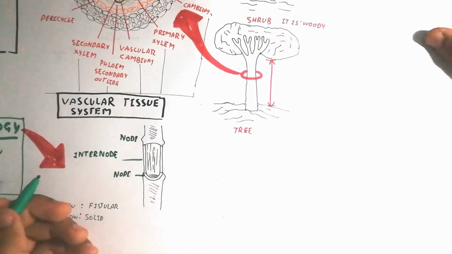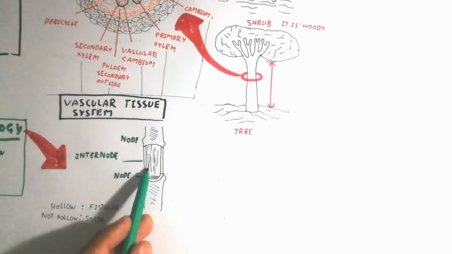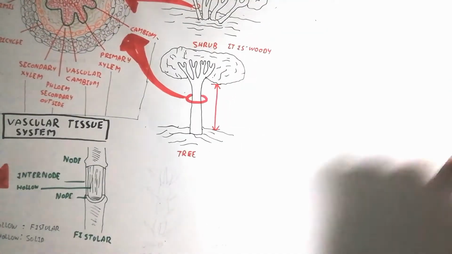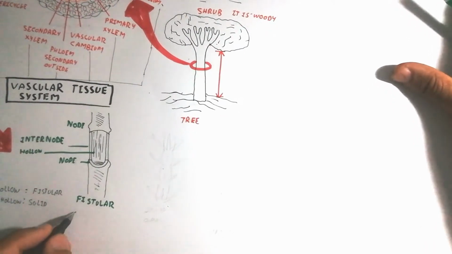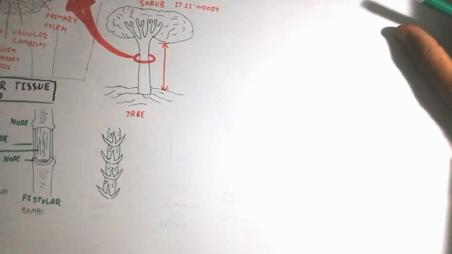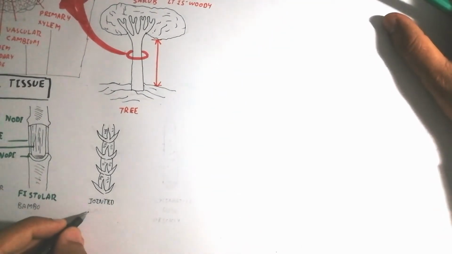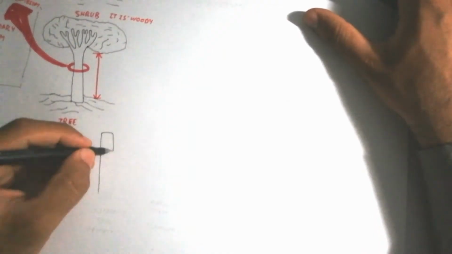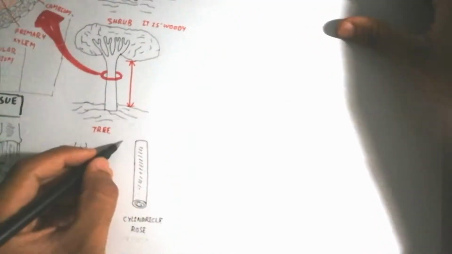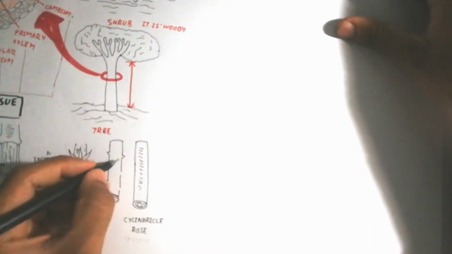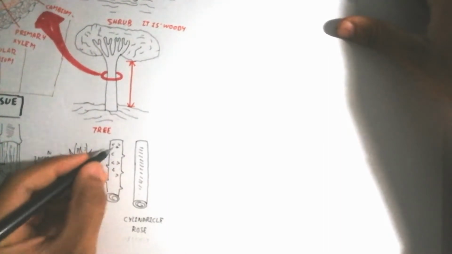The stem contains node and node. The distance from node to node is known as internode. So the internode contains a hollow structure, not anything inside. A hollow structure, for example in bamboo, is known as fistular. If it is not hollow but solid, for example sugar cane, that is known as solid.